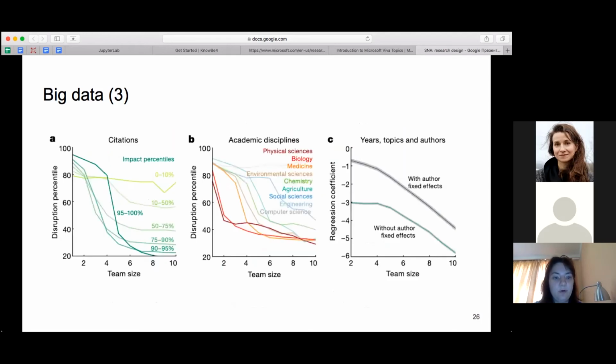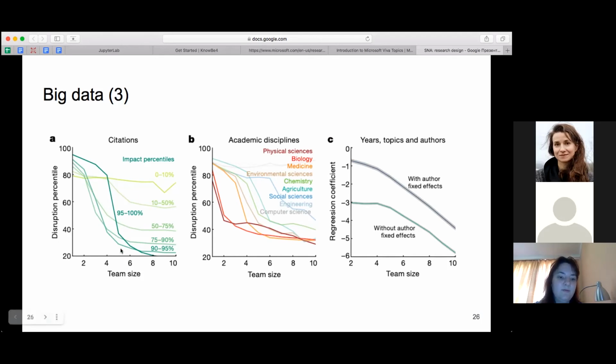And moving further, we can also see that for the papers with the highest impact, for the papers that are in the top 5% on citations, we have a very similar picture. So if you have a very highly cited paper and you have 1 or 2 authors, this paper is very disruptive, and even with 4 authors.